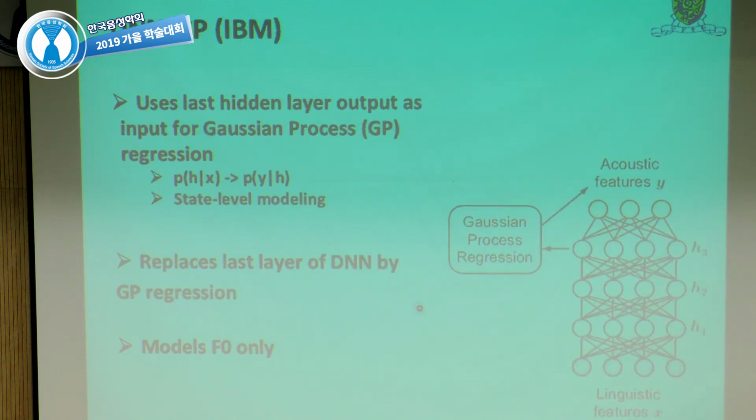So here's the DNN-GP. It just uses the last hidden layers as the input of the GRU process. We just want to show here that we use the DNN to replace some part of the conventional method. Why do we use this method to replace these parts?